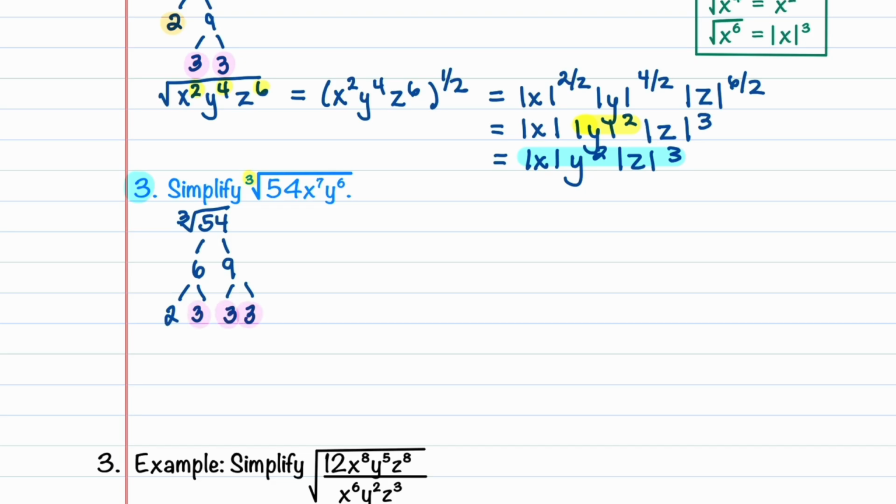So we can pull that out as a single 3. And then we have a 2 left over. So we will write this as 3 times the cube root of 2.